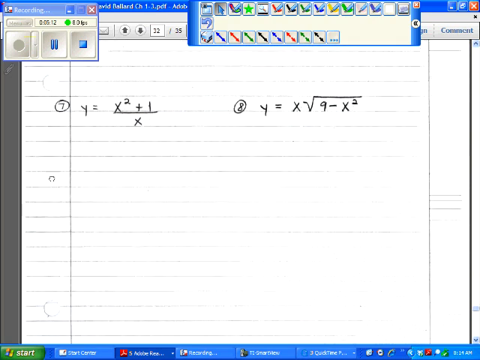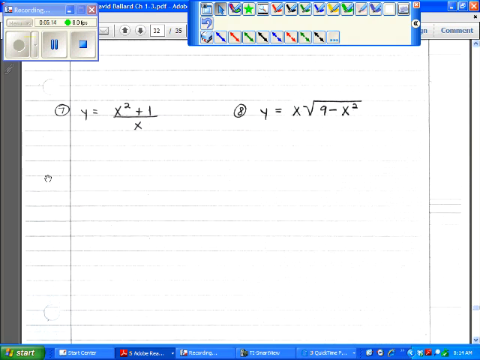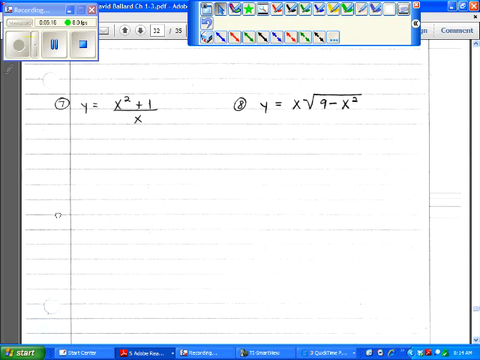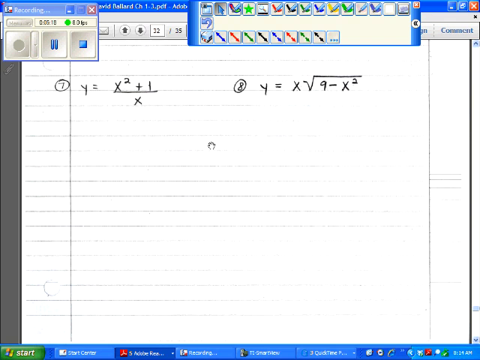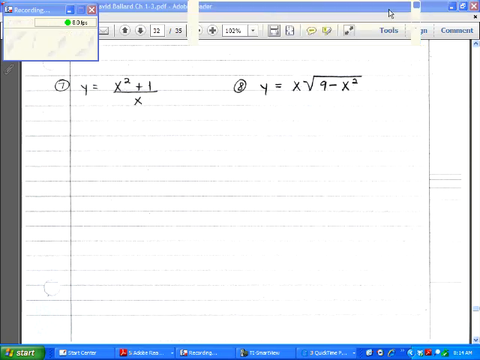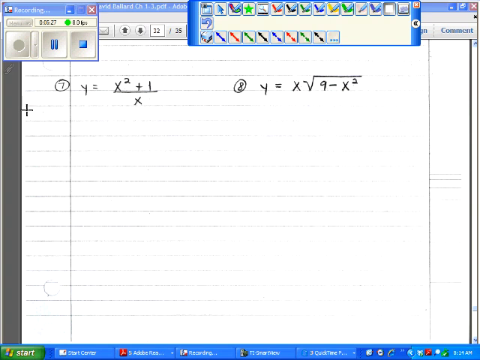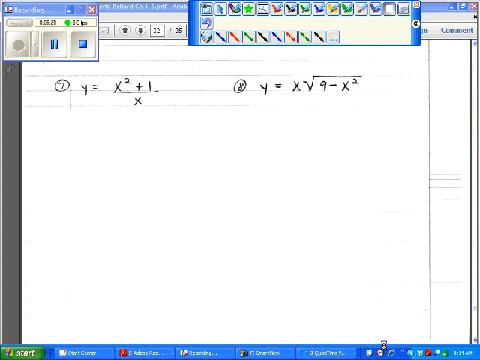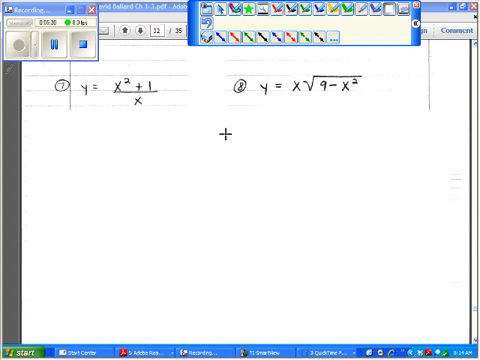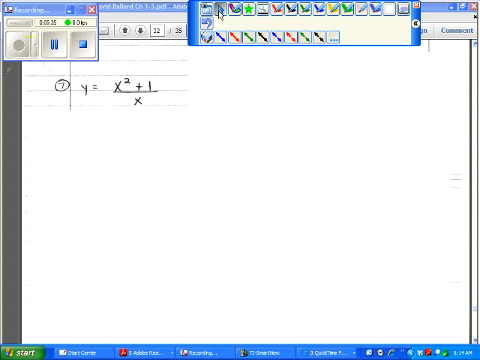Okay. Number 7. Now, what I'm going to choose to do on number 7 when we begin to do the derivatives, I'm going to distribute it so we don't have to deal with the quotient rule. But we're going to go ahead and find the asymptotes and intercepts and all that. Okay, so what about asymptotes?